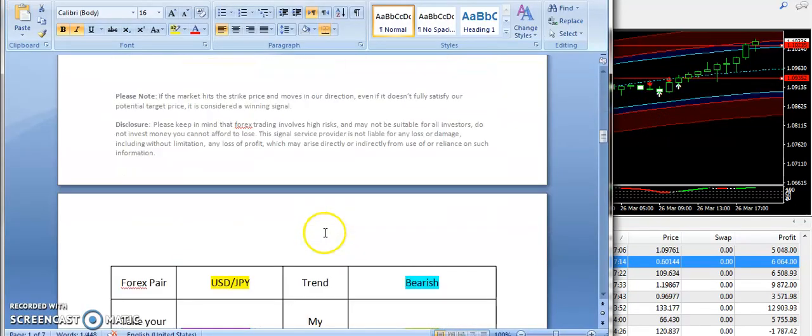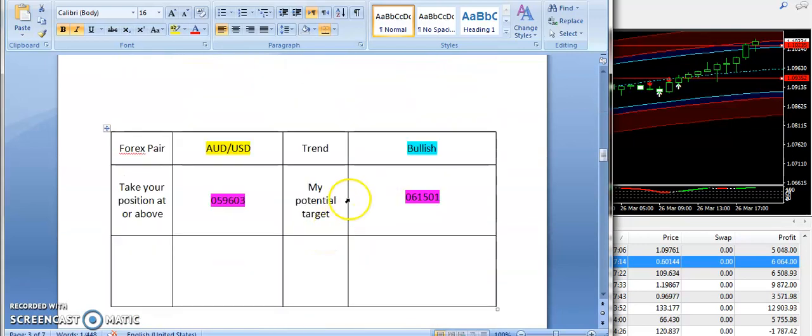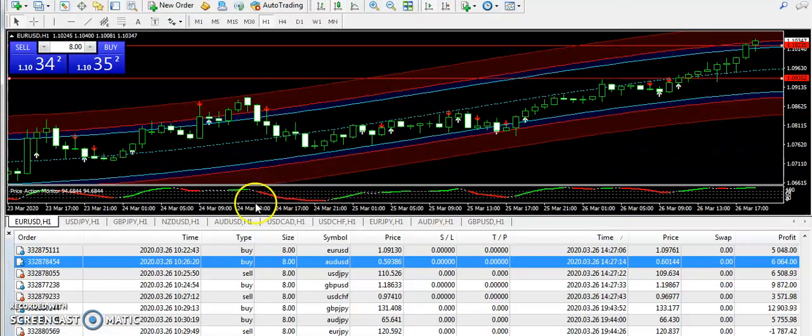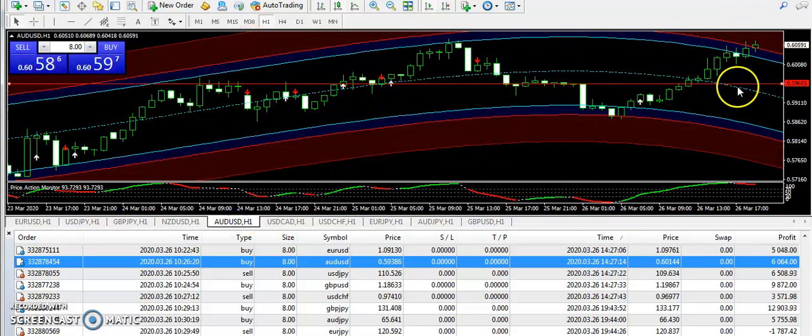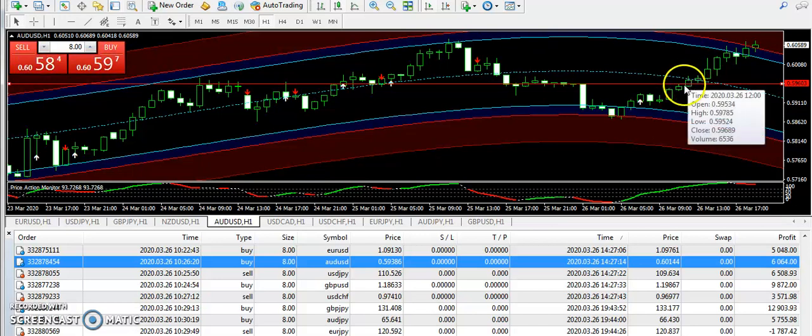Next, we are going to talk about AUDUSD. I have supplied the bullish trend in case of AUDUSD from 0.59603. Let me take you towards the AUDUSD chart. Okay guys, we are here, and you can see AUDUSD breaks the entry. That was a perfect time to enter into the trade because the hourly candle was closed above the entry line that I have provided, and you can see AUDUSD has straight moved up.